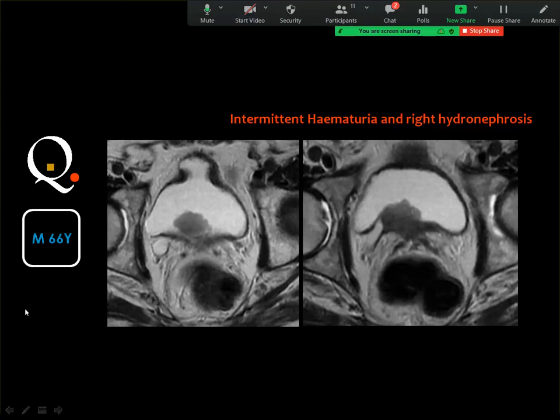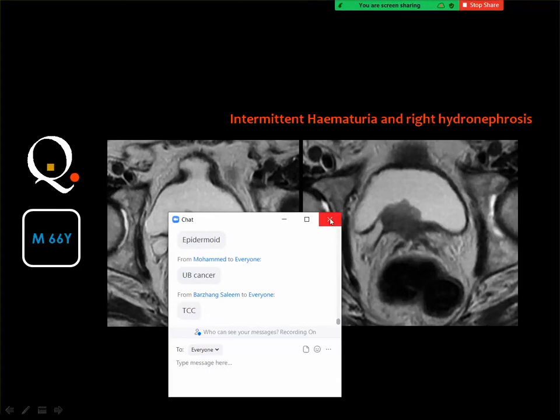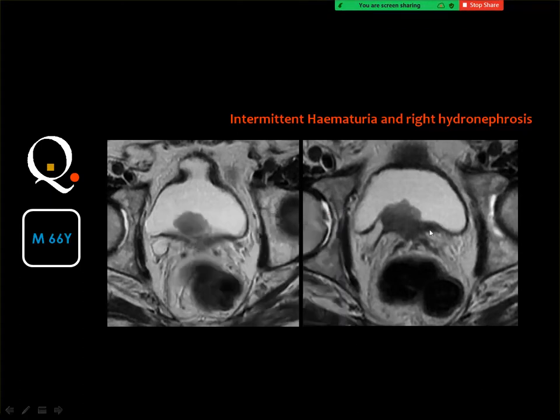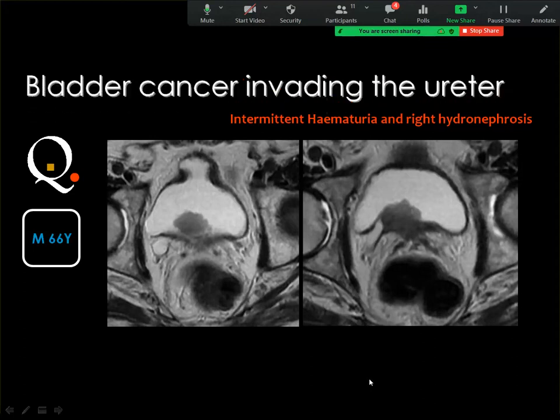The next case is a male 66 years old with hematuria and right-sided hydronephrosis. Yes, and this is urinary bladder carcinoma with invasion of the ureteric orifice on the right side and the consequent obstructive uropathy on that side.